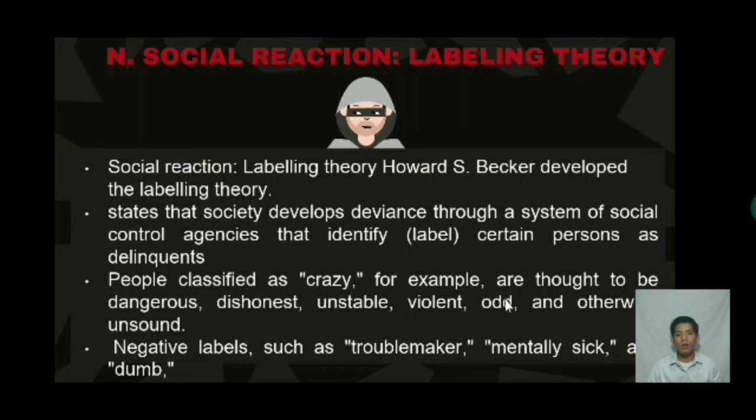So this is one of the problems with our society. We put labels on other people. If they are crazy and delinquent, we think that they are dangerous, and judge them that they commit such crimes. So that's a social reaction.